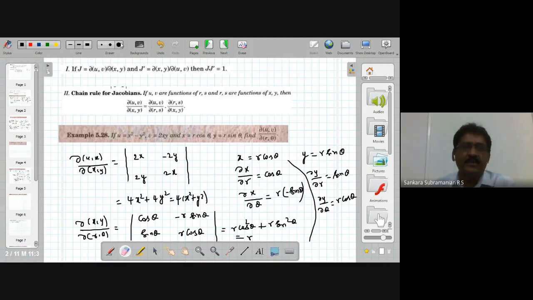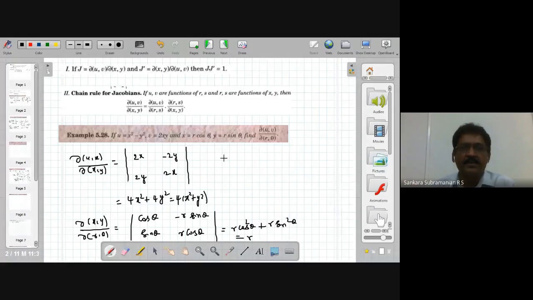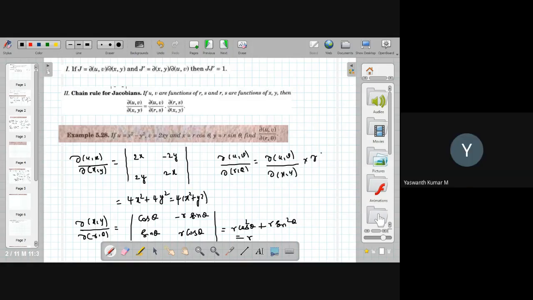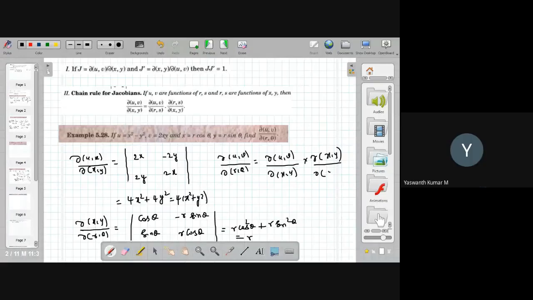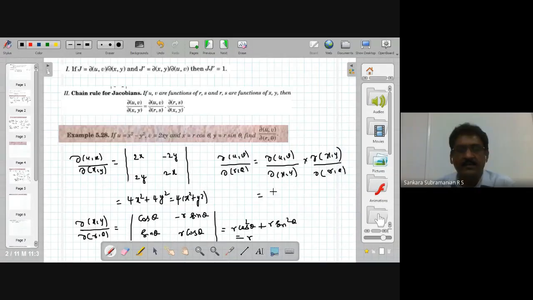Now there comes the property. You have to write the property. The question is to find the Jacobian of u and v with respect to r and theta. We have the formula: this is equal to the Jacobian of u and v with respect to x and y, into the Jacobian of x and y with respect to r and theta. So we found that this is 4 times (x square plus y square) into r.